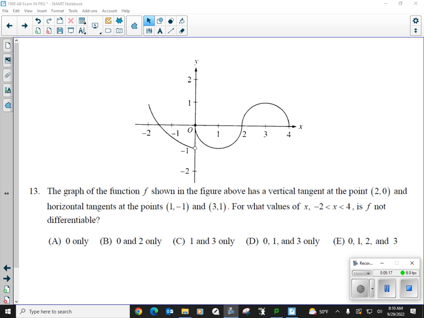Stop it now. Stop it. Y'all know how I feel about graphs. I love them. I love them a lot. All right, so let's take a look at 13.